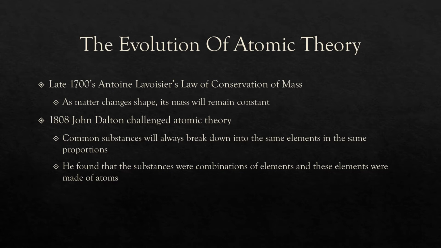John Dalton, in 1808, challenged atomic theory and proposed that common substances will always break down into the same element in the same proportion. He basically found that substances were combinations of elements, and these elements were made out of atoms. And now that they knew that atoms were a thing, they had to figure out what the structure was and how they worked.